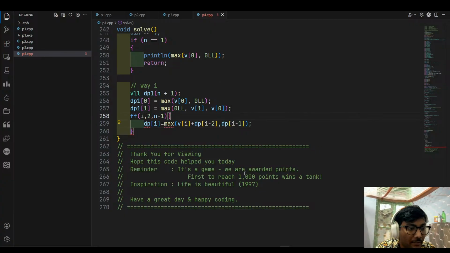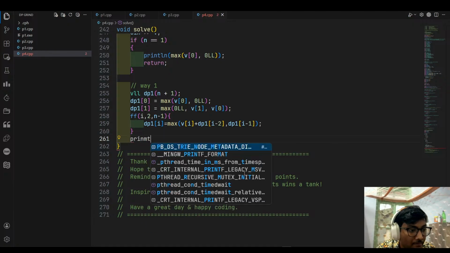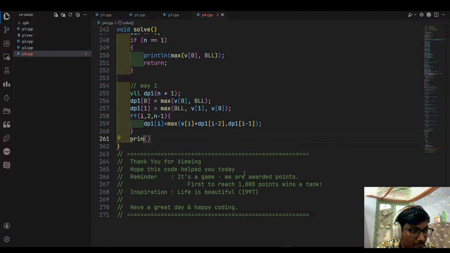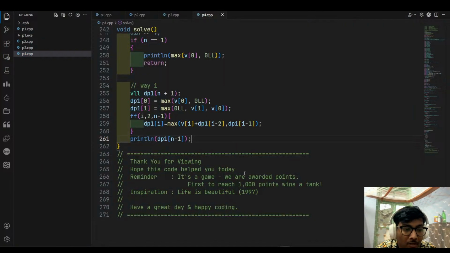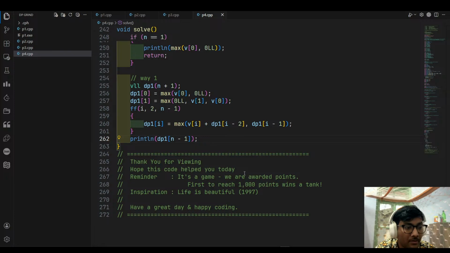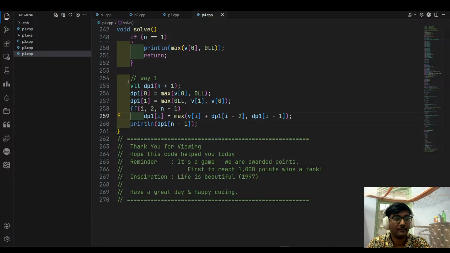And in the end, of course, not dp, I should say dp1. And in the end, we print dp of n minus 1. I think that was a solution. Yeah, 0 to n minus 1 was our solution. So this was the first way. I don't think I need brackets for this.